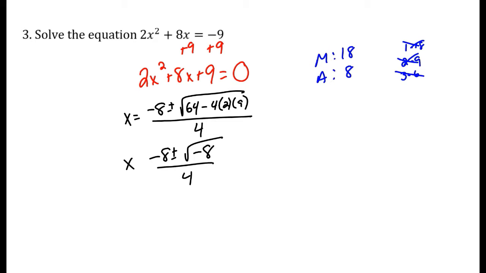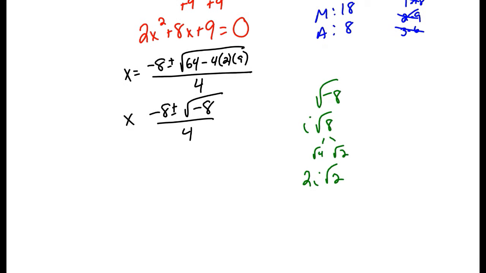So how do I deal with the square root of negative 8? Well, the first thing I'm doing is I'm taking an i out of that square root, because that's just weird to have the square root of negative 8. And then I'm breaking that up as 4 and 2, so I get 2i radical 2. So x equals negative 8 over 4 plus or minus 2i radical 2 over 4.